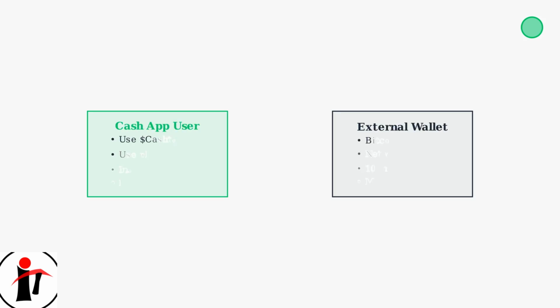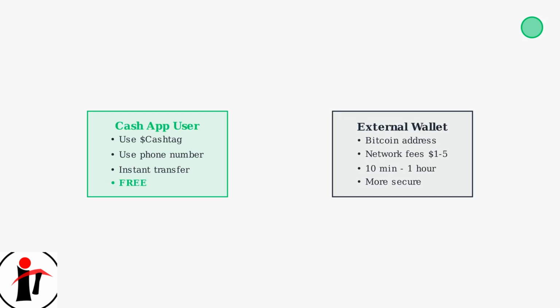You have two destination options when sending Bitcoin. You can send to another Cash App user using their $cashtag or phone number, or send to an external Bitcoin wallet using a Bitcoin address.